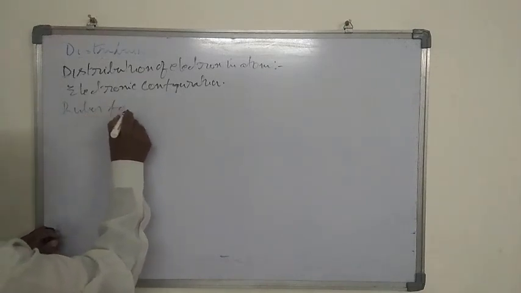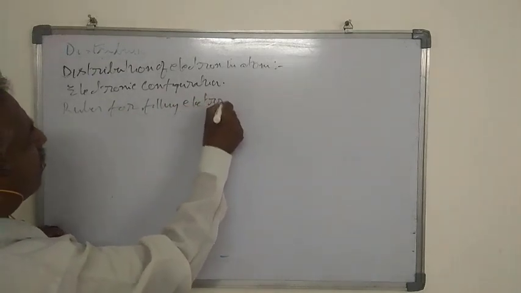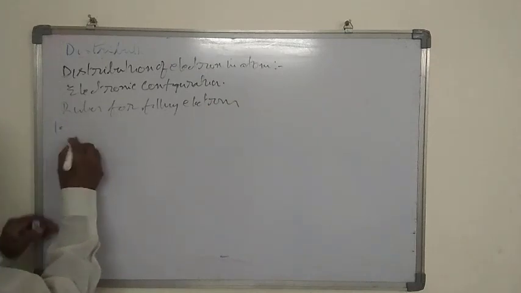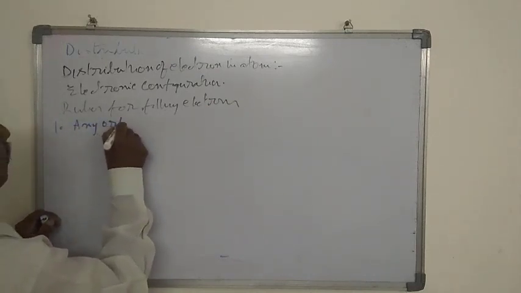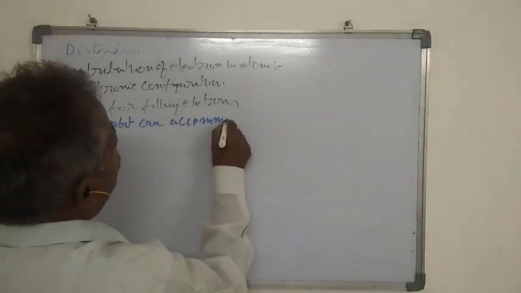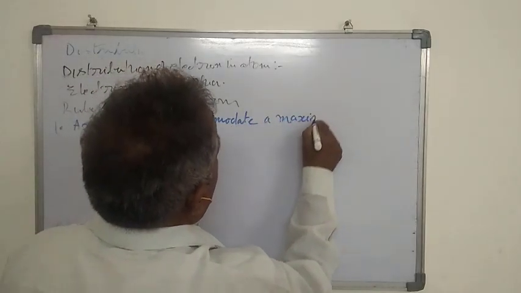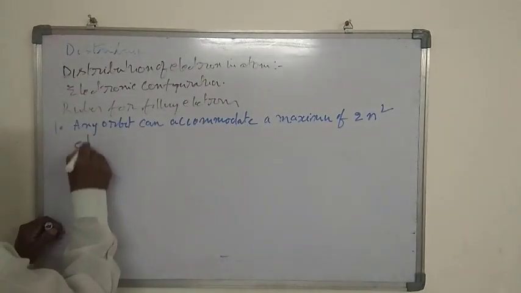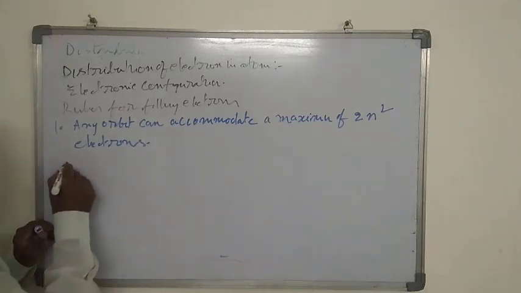Rules for filling electrons. The first one is: any orbit can accommodate a maximum of 2n² electrons. Any orbit can accommodate a maximum of 2n² electrons.